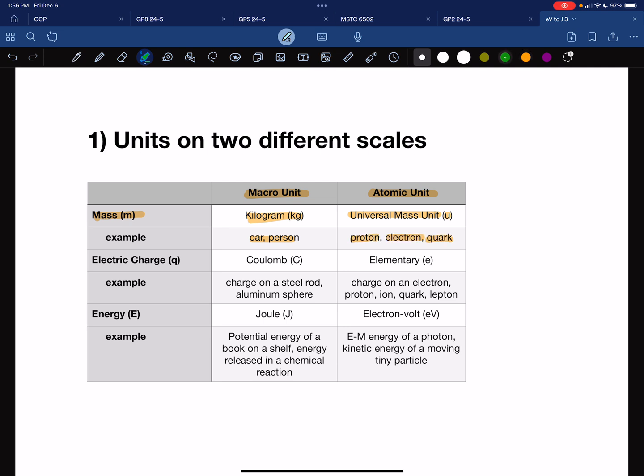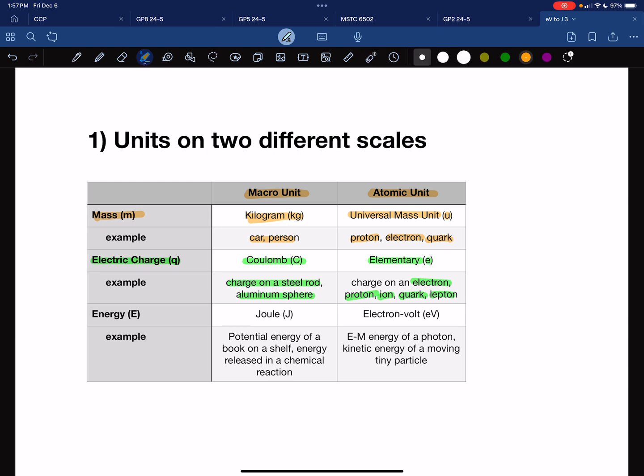The next quantity we can look at is the electrical charge, Q. On the large scale, human scale, and so forth, is the coulomb. And that would be a measure of the charge on a steel rod or an aluminum sphere. But at the atomic or nuclear scale, we talk about charge being measured in elementary charge units, or little e. And that would be the charge on an electron, a proton, or an ion, a quark, or a lepton. So very, very small scales. And of course, the charge on the large scale, the human scale, is built up off many, many, many of these elementary charges. So this would be a very large number of these small charges.